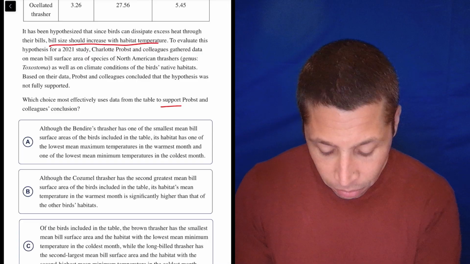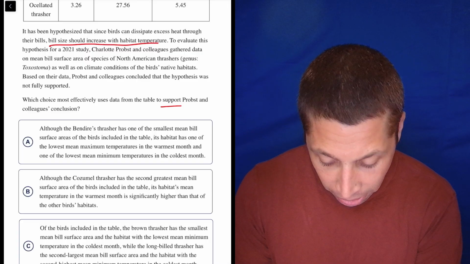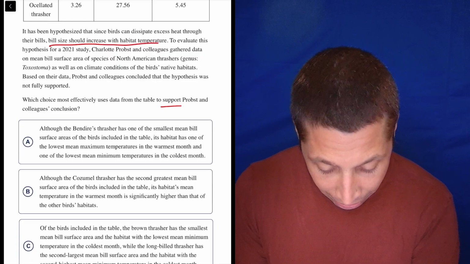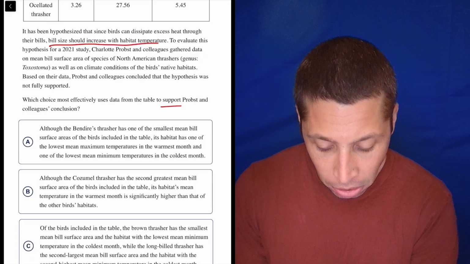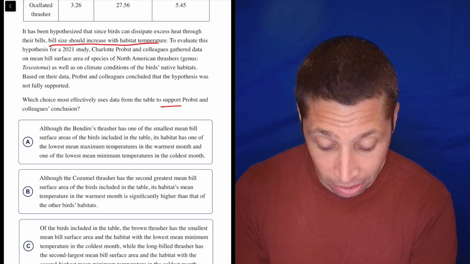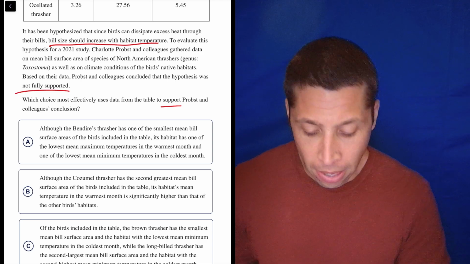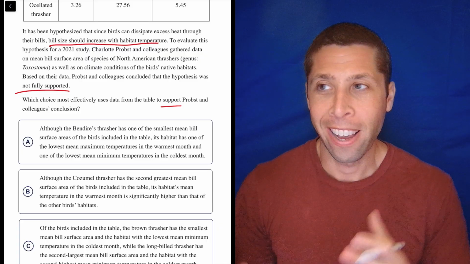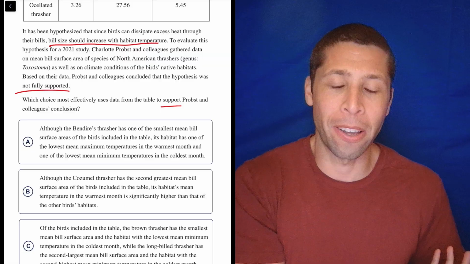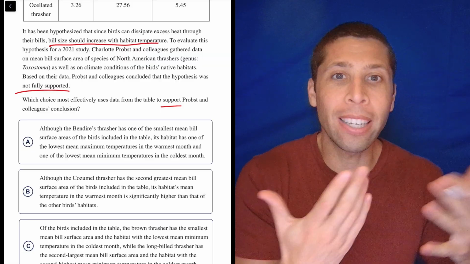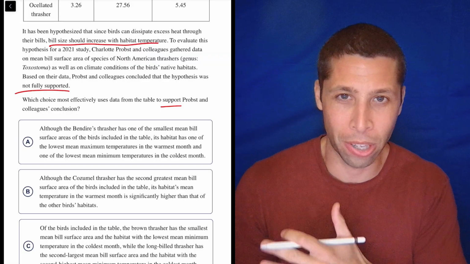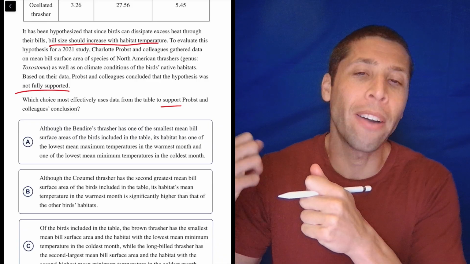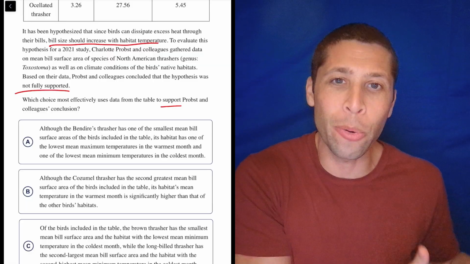To evaluate this hypothesis for a 2021 study, Probst and colleagues gathered data on mean bill surface area of species of North American thrashers, as well as on climate conditions of the birds' native habitats. Based on their data, Probst and colleagues concluded that the hypothesis was not fully supported. So this is doing something that we see in all sorts of SAT reading passages. They start off with one hypothesis, and then somewhere in the 3, 4, 5 sentences that the passage consists of, we completely erase what we just said, right? So this is why it's not worth your time to fully understand and summarize everything that you're reading in the passages. Just wait till you get to the meaty part.